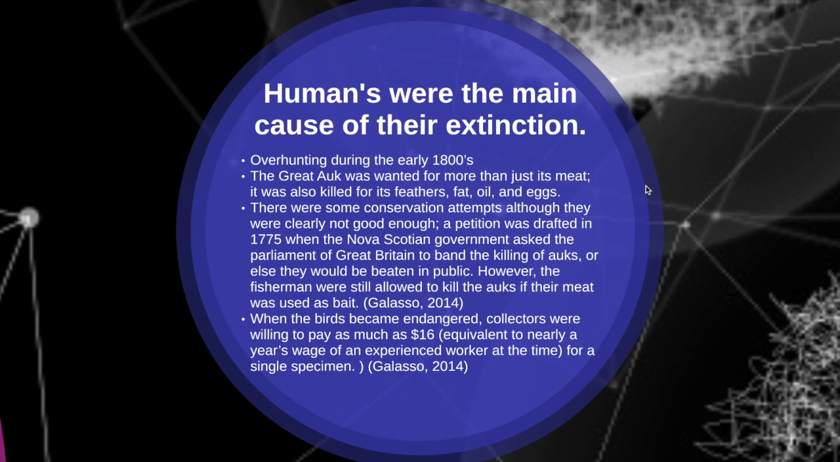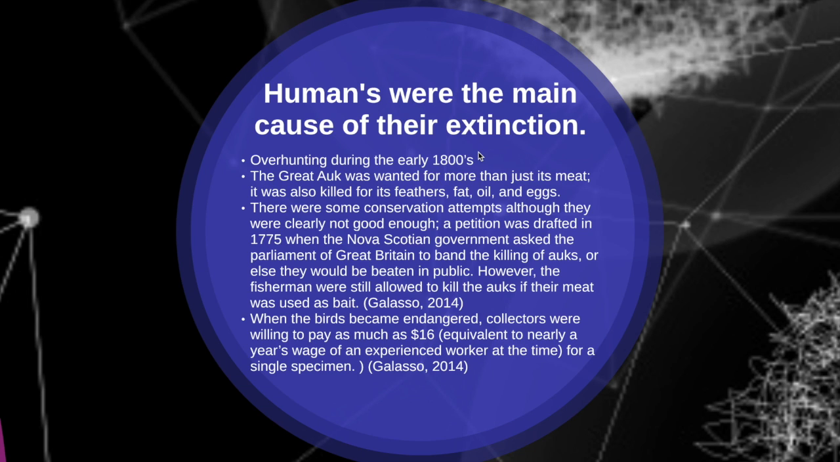So firstly, human impact. Humans were really the main cause of their extinction. It was caused by overhunting during the early 1800s. The great auk was wanted for more than just its meat. It was also killed for its feathers, fat, oil, and eggs. There were some conservation attempts, although they were clearly not good enough.